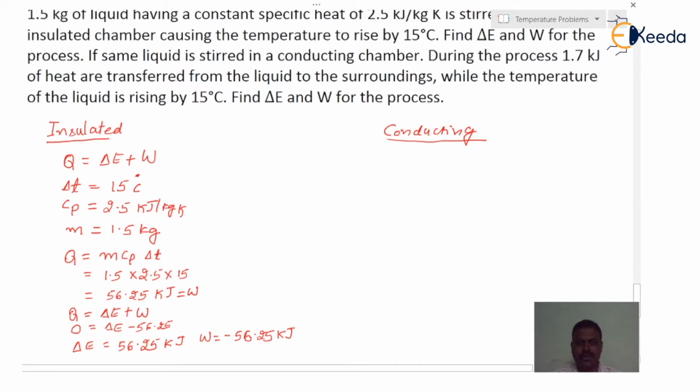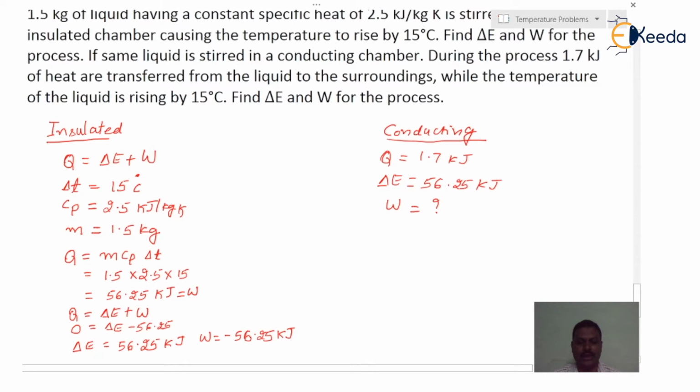Now the other case is the conducting chamber, during which heat transfer Q is 1.7 kilojoules, and here the same mass of liquid has a temperature rise of 15 degrees Celsius. So the change in internal energy delta E is the same as the previous one, 56.25 kilojoules. Then what will be its W?